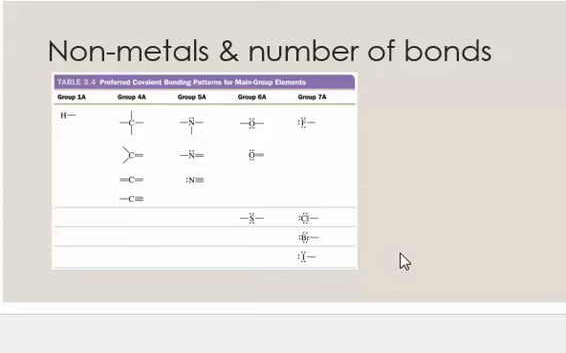Notice that for each family, an octet of electrons is obtained through bonding and lone pair electrons. These bonding and lone pair patterns will help you draw and evaluate Lewis dot structures.